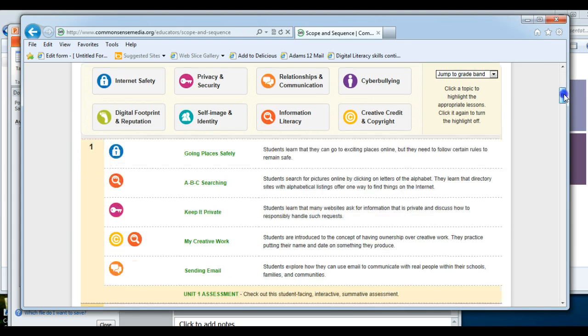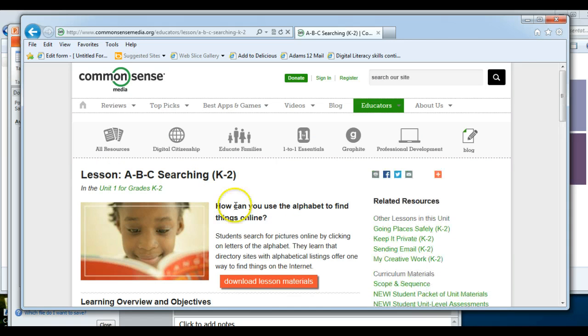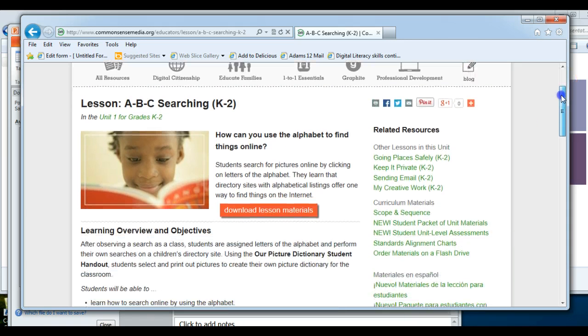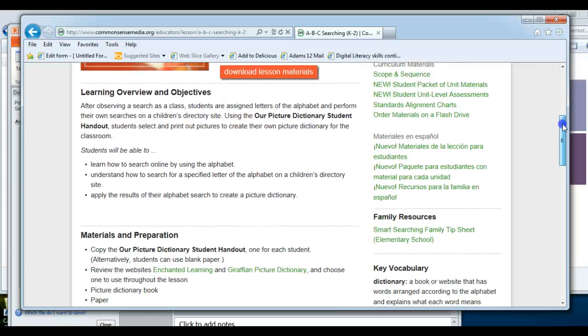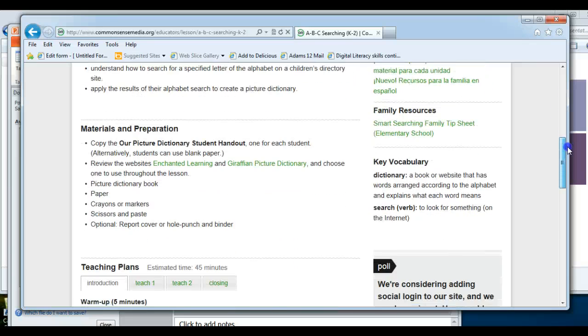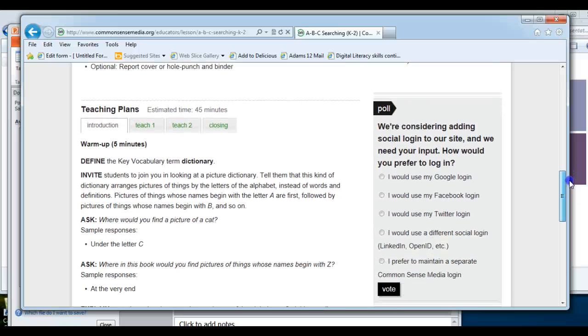If you take a look, it divides by K through 2, and here's ABC Searching for K through 2. It gives you a little mini idea about what the lesson is on, and you can click on ABC Searching, and it tells you about it: the learning objectives and overview, materials and preparation, the teaching plans, and how long it's going to take you to do each piece.